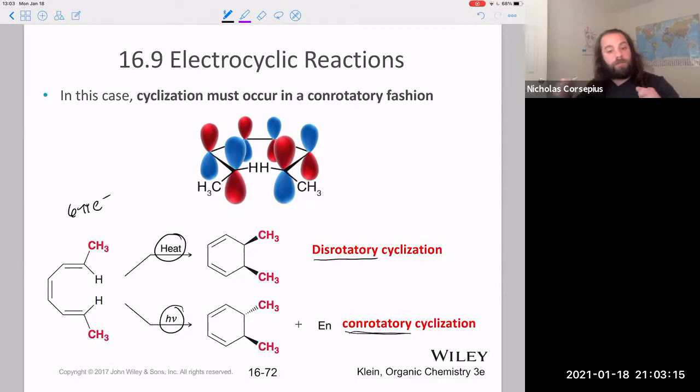And again, it's all about those bonds needing to turn in such a way that they would have like orbitals overlapping. The phase of those orbitals are of the same. So this is what leads to these two different products, whether or not you catalyze by heat or whether or not you catalyze by light.